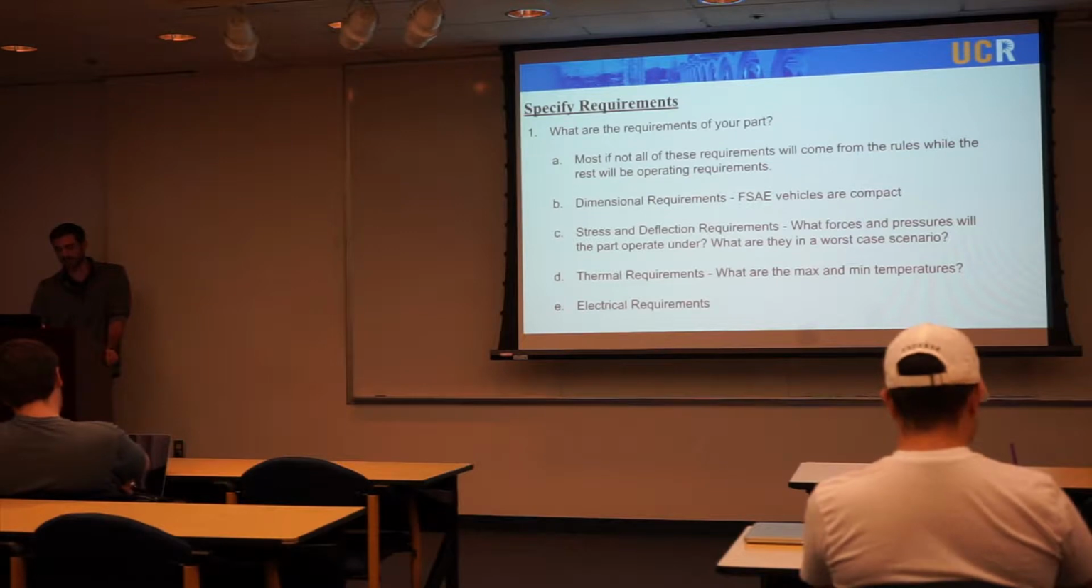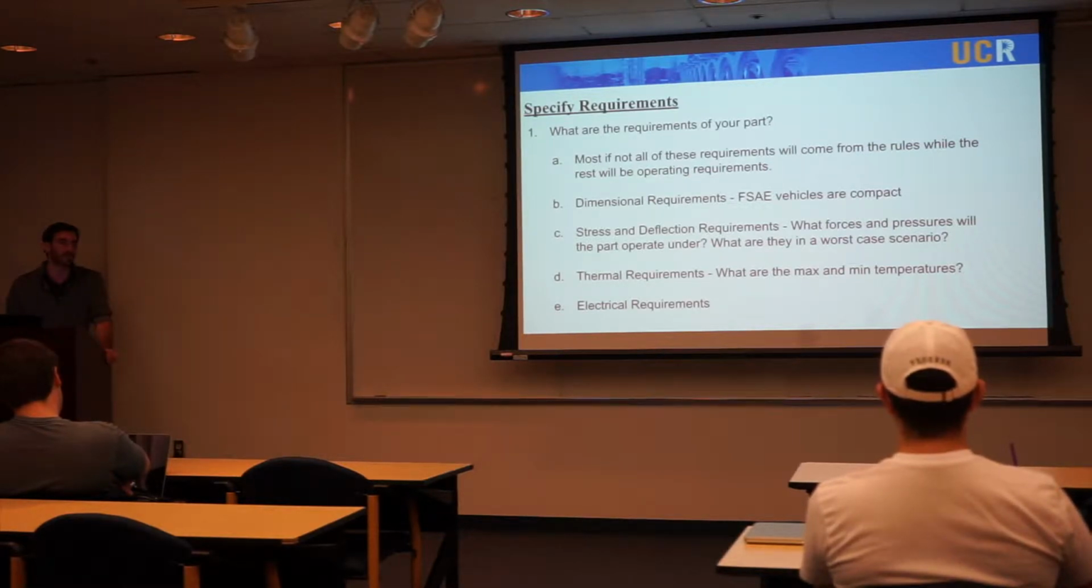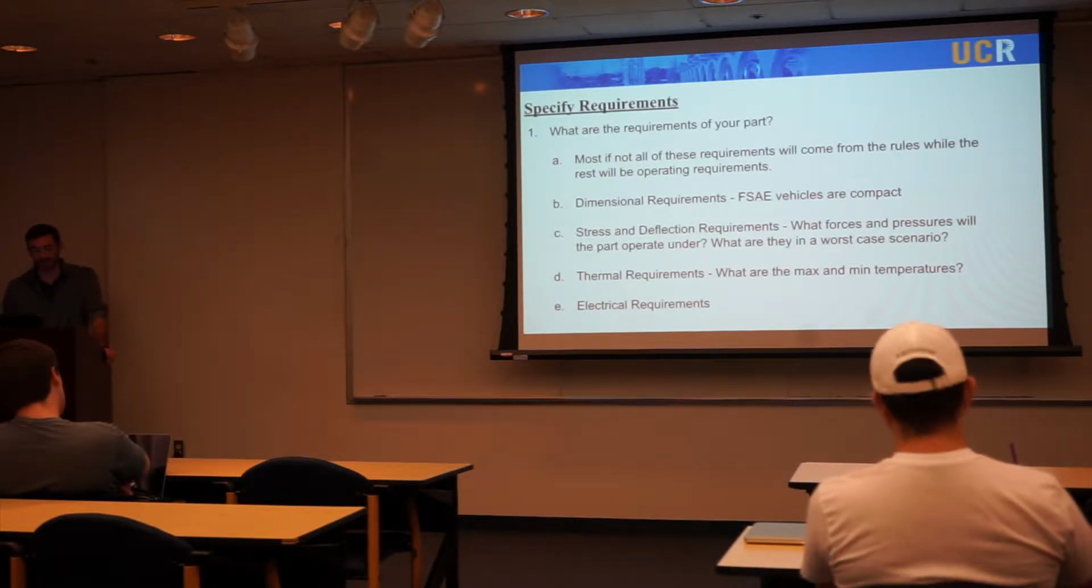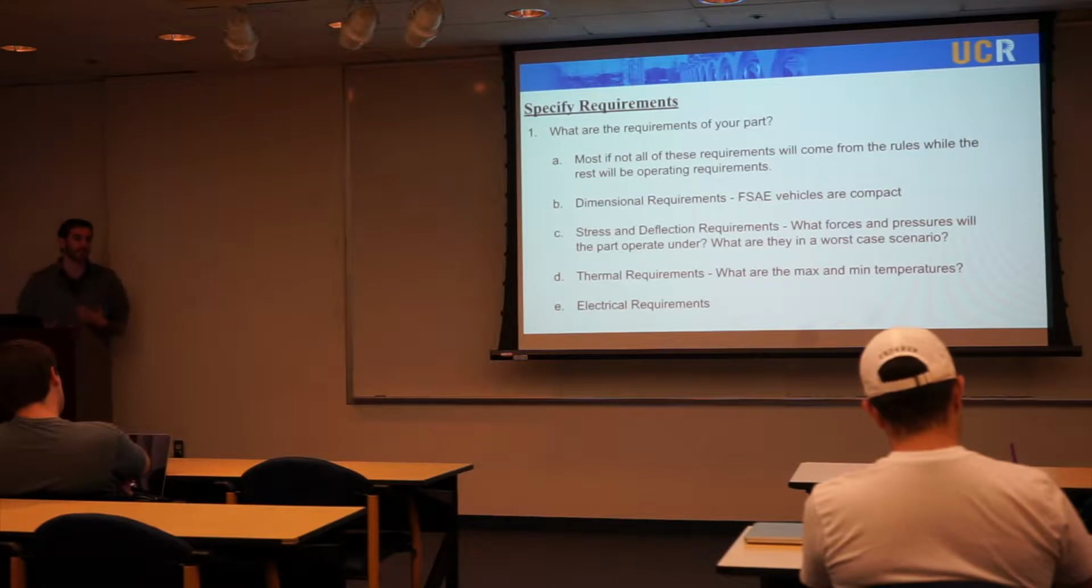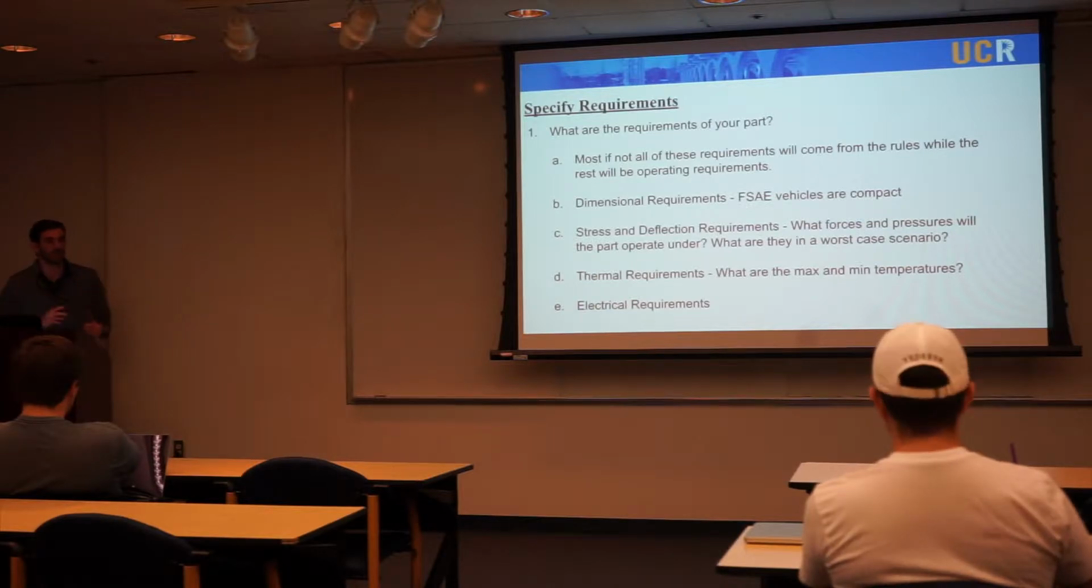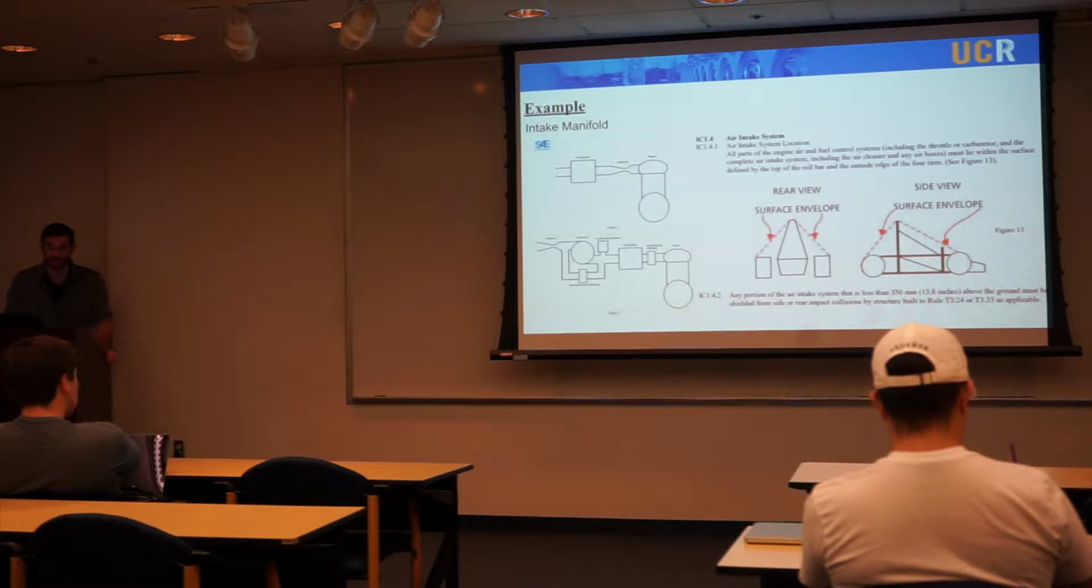As we go through dimensional requirements, some of the rules will have deflection requirements. If you have a really complicated linkage or something like that, you'll probably specify your own deflection requirements, and your stress requirements, thermal requirements, electrical requirements. You need hard numbers though. That's the key thing with this step: go from that concept to the actual, like, temperature max equals this, velocity max equals this, and try and actually write those out.